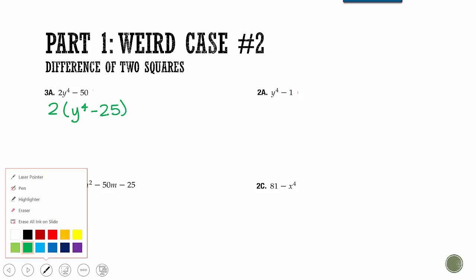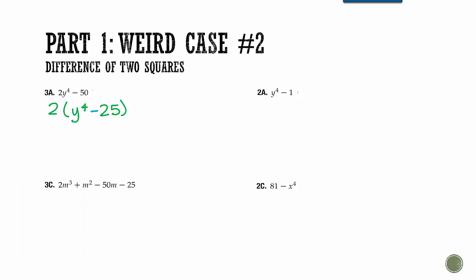So let's try some more. Remember, the first thing you always need to do is check for a GCF. So if I look at this, I have a GCF. So I can factor out a 2, and I'm left with y to the 4th minus 25. Now what's left inside of here is two terms that are separated by subtraction. So I need to check, is there something I can square to get y to the fourth? And there is. y squared gives you y to the fourth.